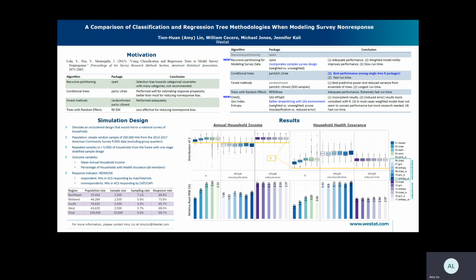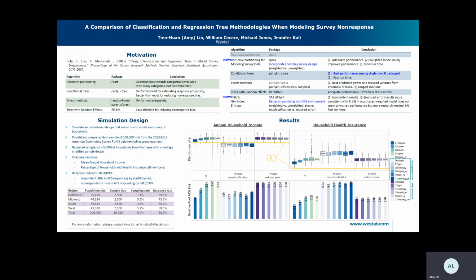And so to expand on their work, in the upper right table, we show the packages we include in our comparison. First, we left off rpart since Lohr et al. advised against it. We kept C-tree, C-forest, and REEM, but switched to more updated packages that carry these algorithms. And we also added two packages.